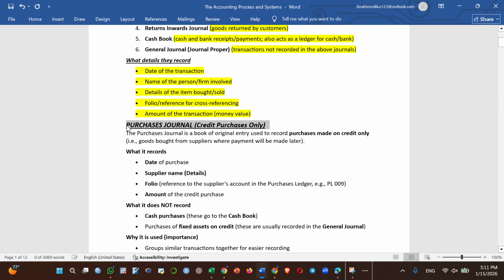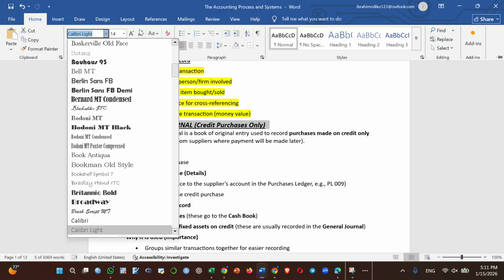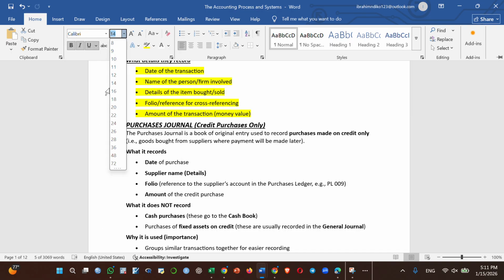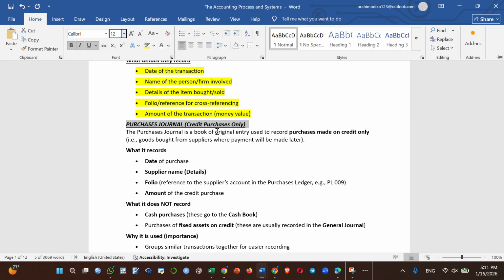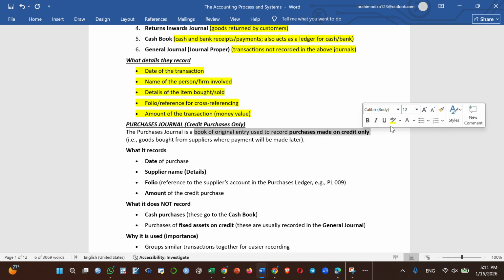Purchase journal. So we have said the purchase journal is used to record only the items which were bought on credit, the purchases that were made on credit. That is the most important aspect of the purchase journal. The purchase journal is a book of original entry used to record the purchases that were made on credit only. Remember the keyword here is credit: those items that were made on credit.